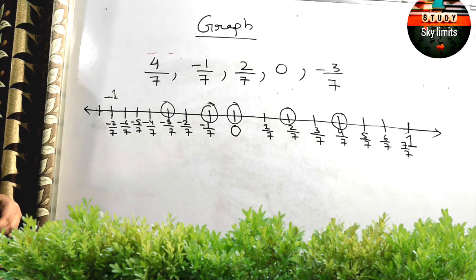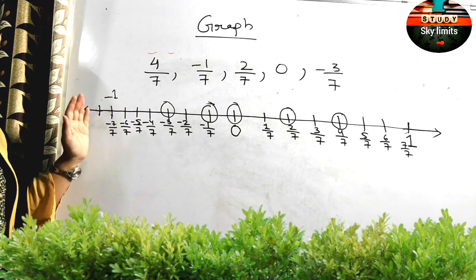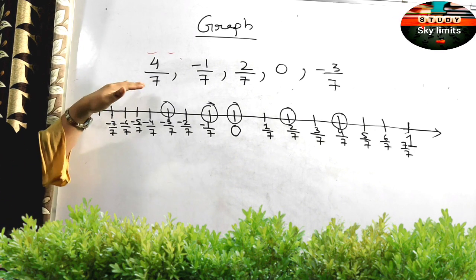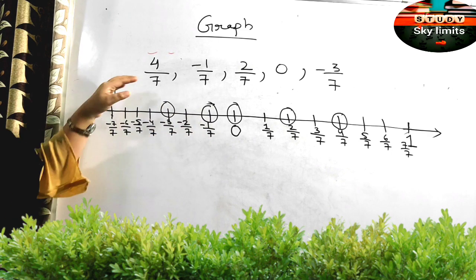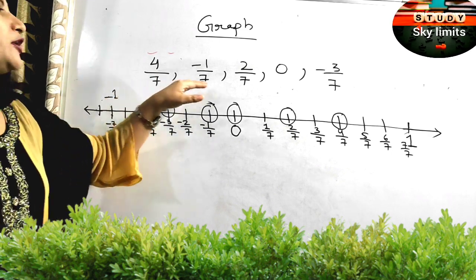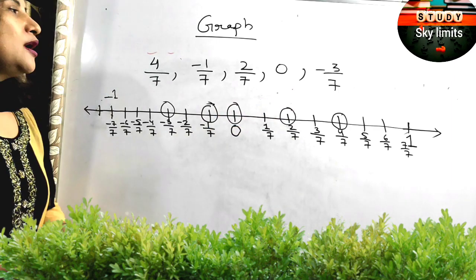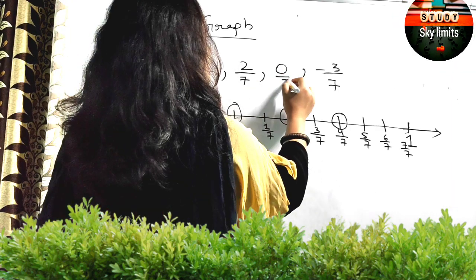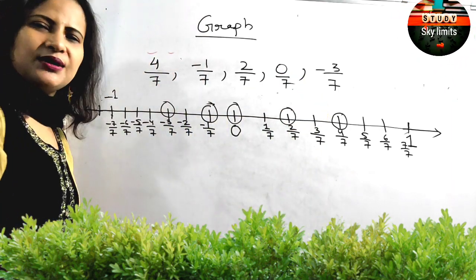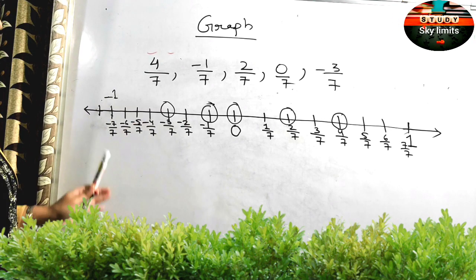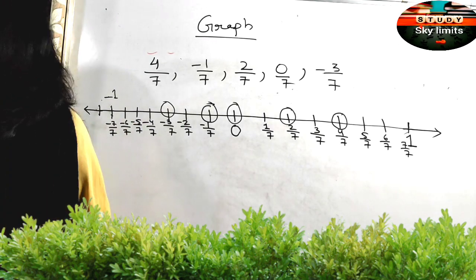So it's very easy to graph rational numbers on the number line. You just have to know that you divide the distance between 0 and 1 into parts according to the denominator. Because 0 is also the same as 0 by 7, and 0 by 7 is 0 only. I hope you understood how to graph rational numbers on the number line.